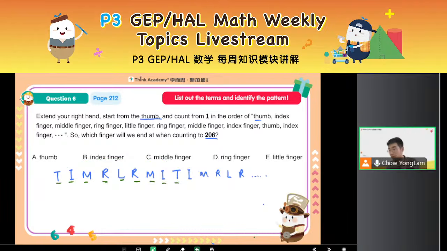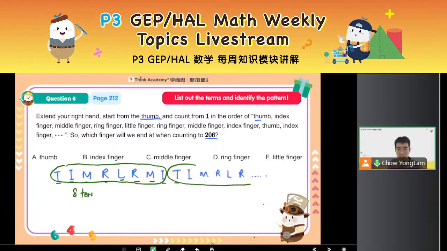How many counts are there in a group? A lot of people are giving the wrong answer. Okay, so it is actually this group: 8 in a group. Thumb, index, middle, ring, little, ring, middle, index. Then you see thumb, index, middle, ring. Okay, this is another group. So there are actually 8 terms in a repeating group. For a cyclic problem, the first thing is you must definitely identify the group correctly. Then you will see 8 terms in a group.